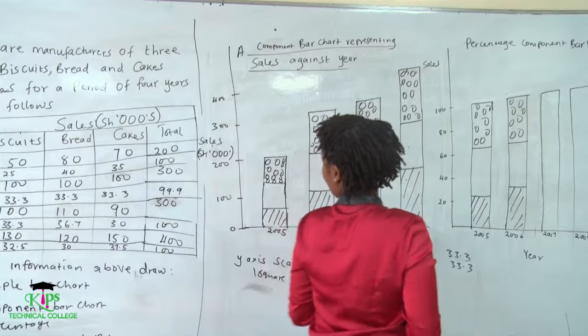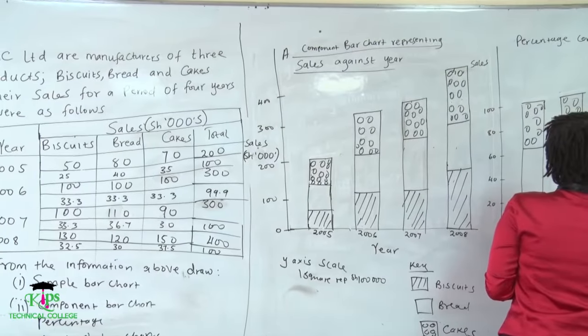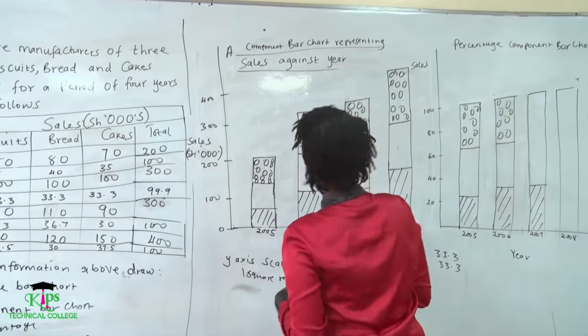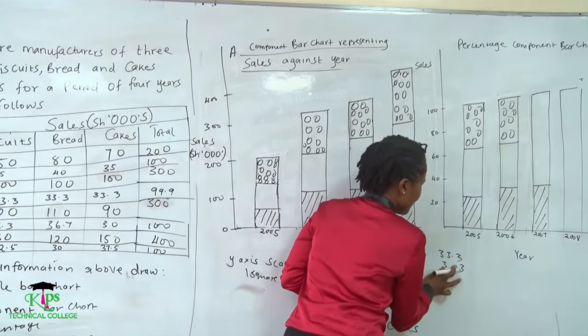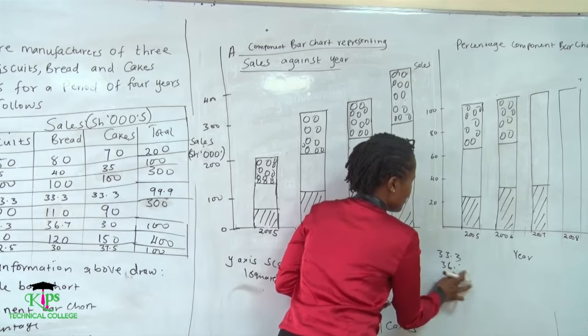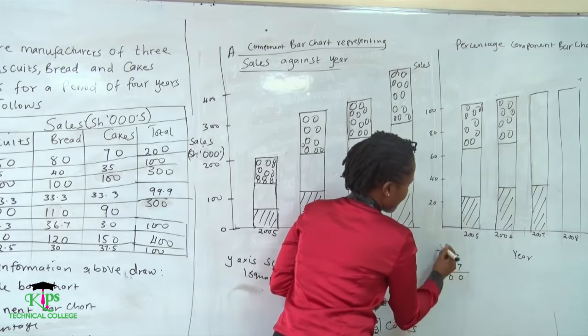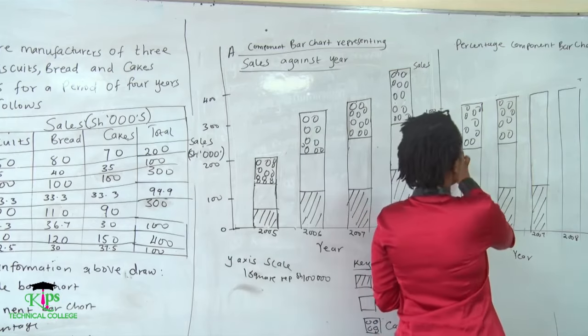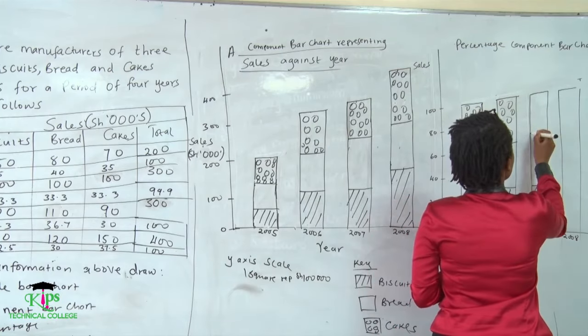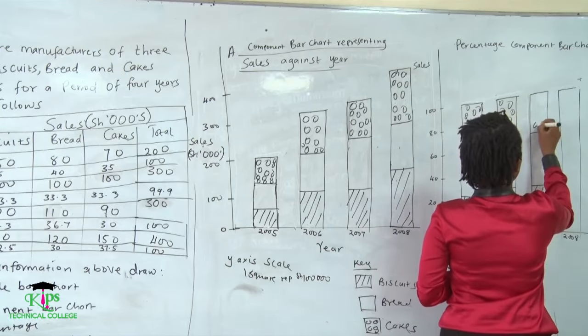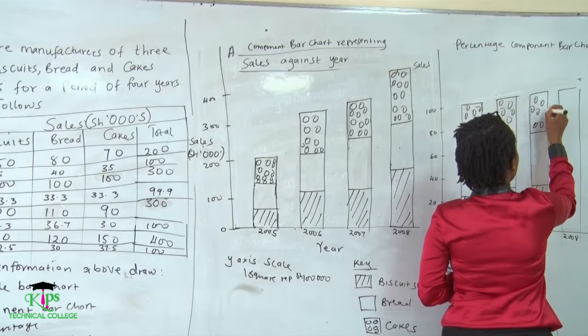We have 33.3. Then the next one is 36.7. You add them up. This will give us 70. So identify where 70 is. In this case, it's supposed to be around there. Then the remaining should be 30, representing kids.